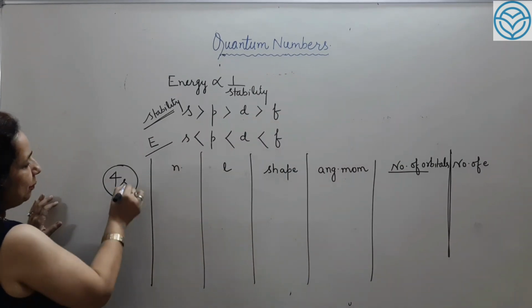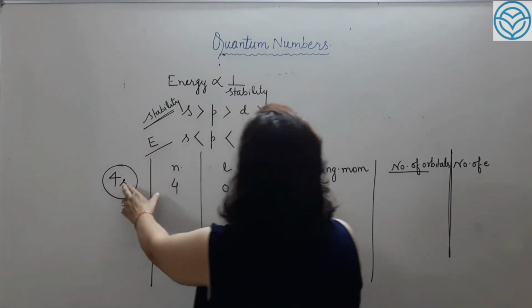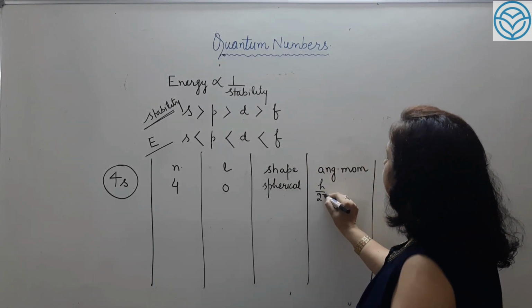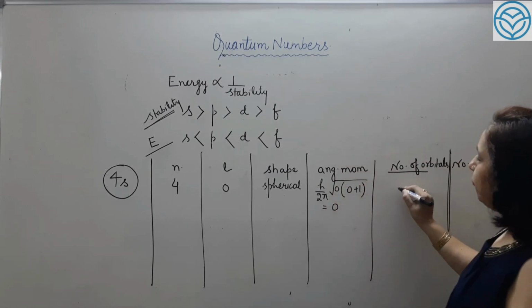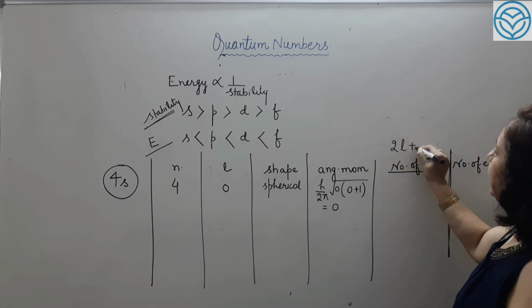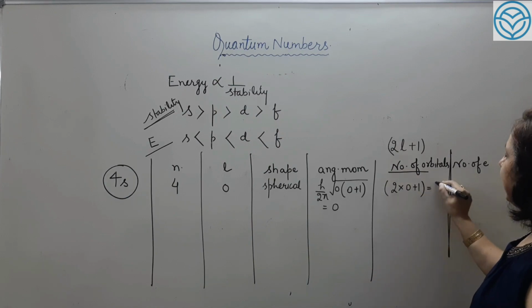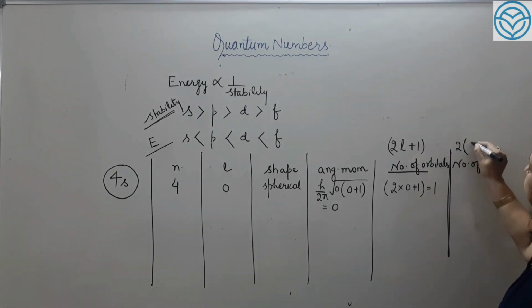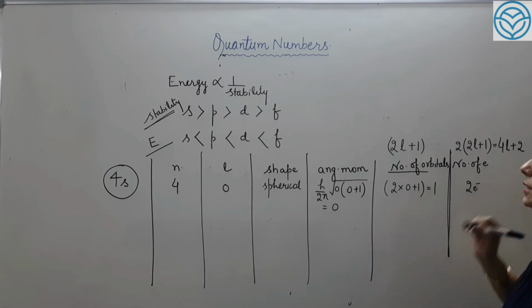Let's do it. 4s, n is 4. For S, L is 0. The shape of S is spherical. Angular momentum is h upon 2 pi times the square root of 0 into 0 plus 1. It's going to be 0. Number of orbitals is always 2L plus 1. It means 2 into 0 plus 1, so there is only one orbital. That means in the 4s room there is only one bed. Number of electrons is 2 times the number of orbitals. The formula will become 4L plus 2. Or we can say there are going to be 2 electrons in 4s.